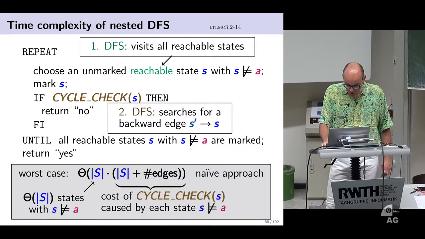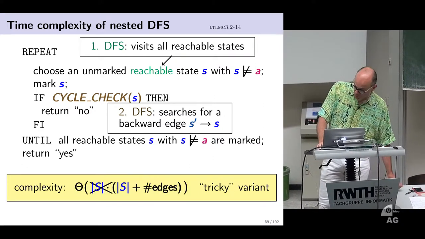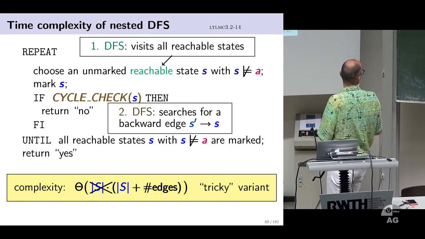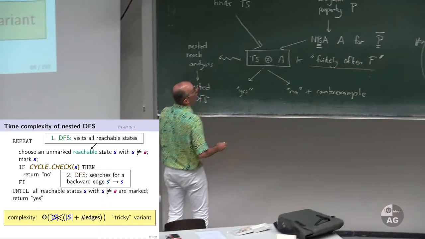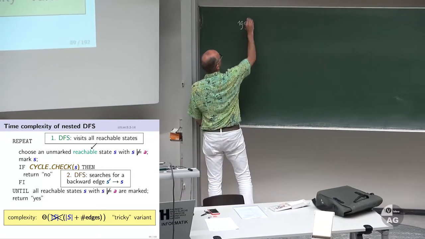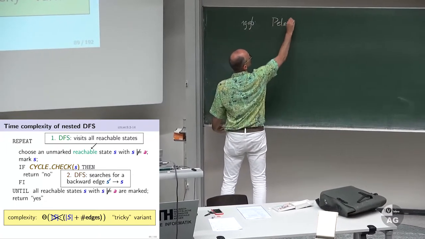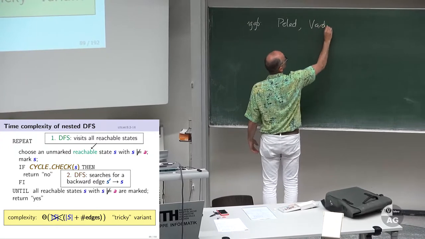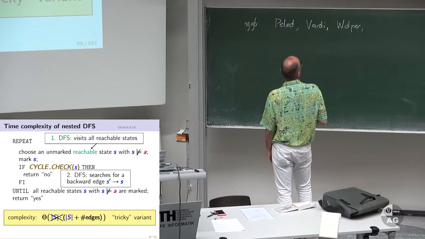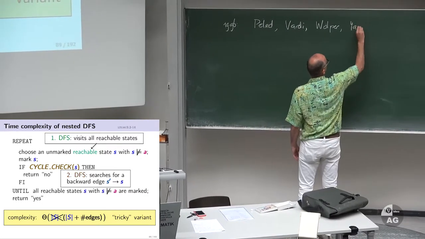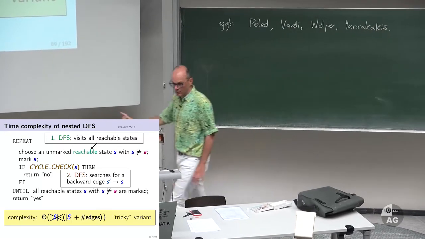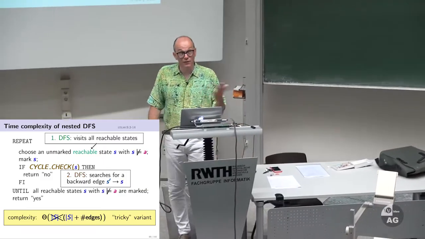And so this works as follows. So we're going to look at, well, I call this a tricky variant. This tricky variant was defined originally in a paper in 1996. There was a famous paper by Doron Peled, Moshe Vardi, Pierre Wolper, and I have the feeling I miss somebody. Yes, Yannakakis. Good. For this paper, they got several, I think, prizes. And this is the tricky variant.